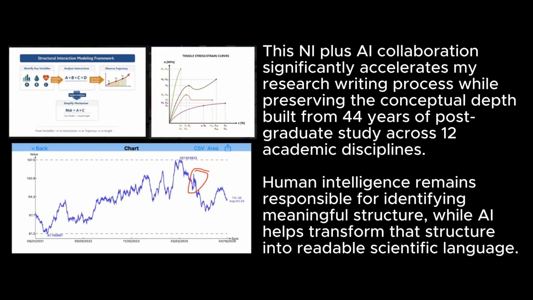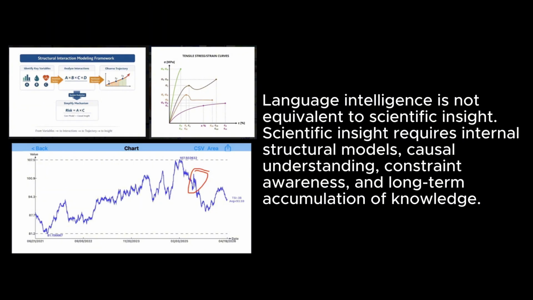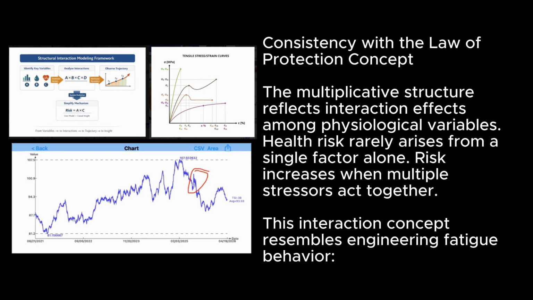This NI plus AI collaboration significantly accelerates my research writing process while preserving the conceptual depth built from 44 years of postgraduate study across 12 academic disciplines. Human intelligence remains responsible for identifying meaningful structure, while AI helps transform that structure into readable scientific language. Language intelligence is not equivalent to scientific insight. Scientific insight requires internal structural models, causal understanding, constraint awareness, and long-term accumulation of knowledge. Consistency with the law of protection concept.